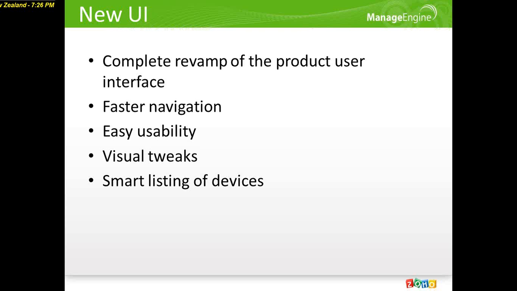Faster navigation, easy usability, visual tweaks, that is, you can tweak NetFlow Analyzer for better performance from the UI itself. Smart listing of devices, that we call grid view, lists each device in its category. If it is a NetFlow exporting device, it will be listed in one category, and if it is an IPv6 exporting device, it will be listed in another category. You can also see the most visited devices and most visited IP groups in the grid view.